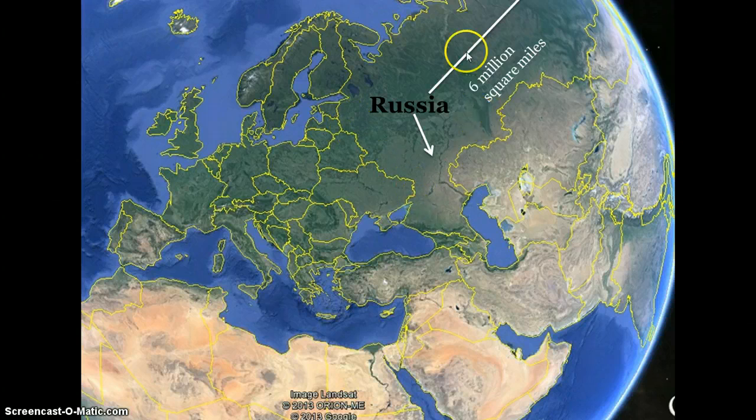this western part of Russia is where most of the people in Russia live. It is the most populated. It's part of the northern European plain. It's good for farming. It has the best climate.